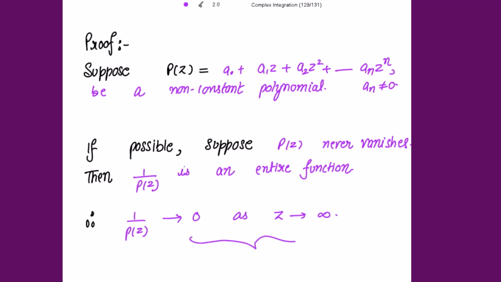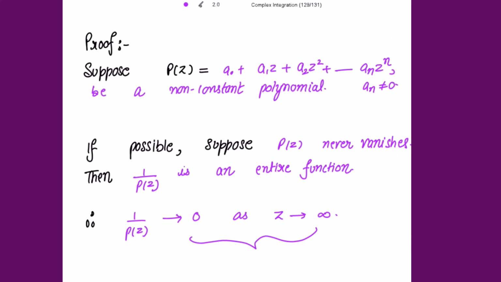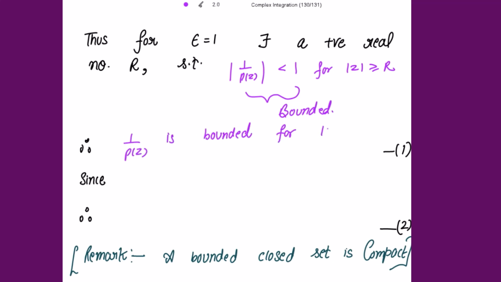Now let's apply the definition. For epsilon equal to 1, there exists a positive real number r such that the modulus of 1 over P(z) is strictly less than 1, because as it is tending to 0, I can take this as 0 point something. So the modulus is strictly less than 1 for mod z greater than or equal to r, which means 1 over P(z) is bounded for mod z greater than or equal to r. Please mark this as 1.